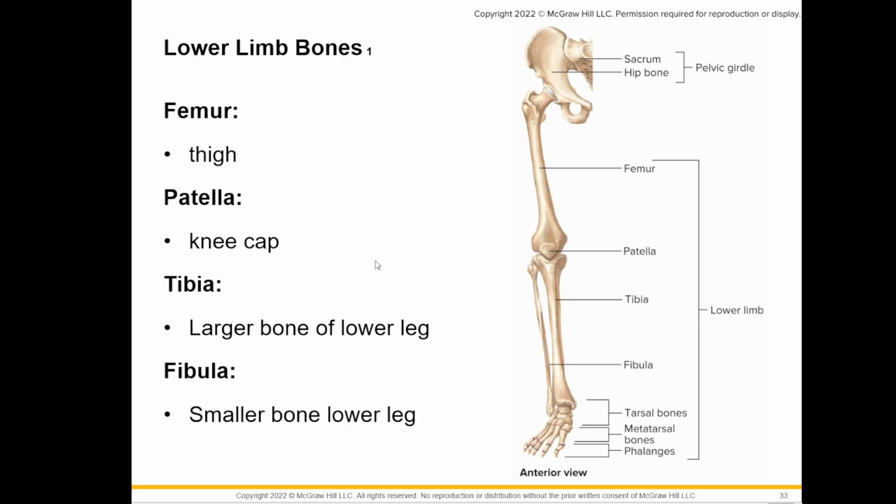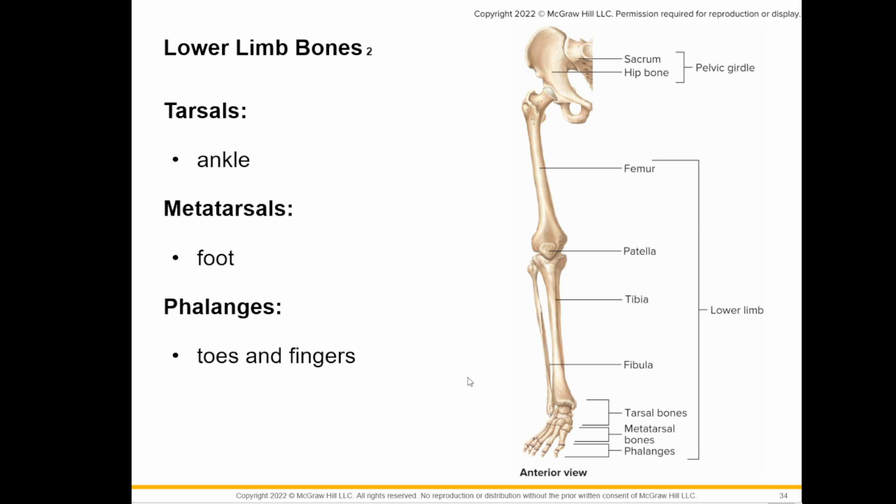Now, when it comes to your leg bones, we have the femur or the thigh bone. Please do remember the femur is the longest bone of the body. We also have the patella or the kneecap, the tibia and the fibula, which is for the lower leg. And later on, we'll discuss the tarsals and the phalanges. So the tarsals are the ankles, the metatarsals for the foot, and the phalanges are for the toes and fingers.